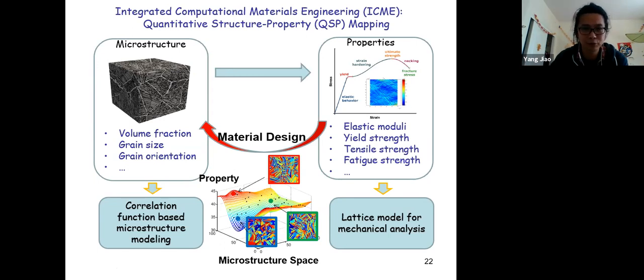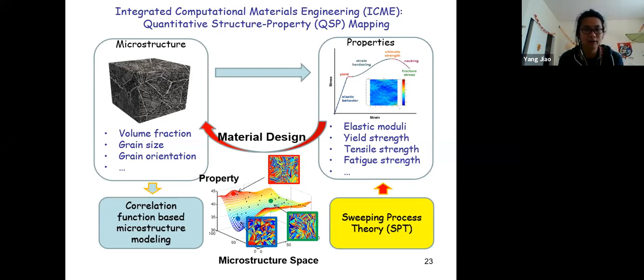But this means that you have to do a lot of forward simulations. You have to generate a lot of microstructures and compute the mechanical properties from the microstructures, and then collect these data and construct the response surface. So this means that you need a very efficient way of evaluating the mechanical performance. So I think that's where the sweeping process theory comes in.